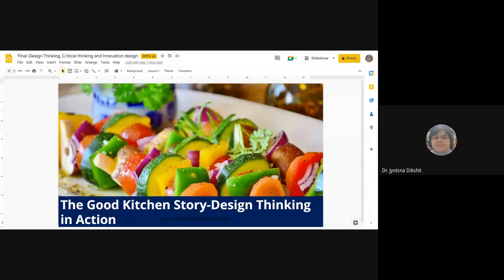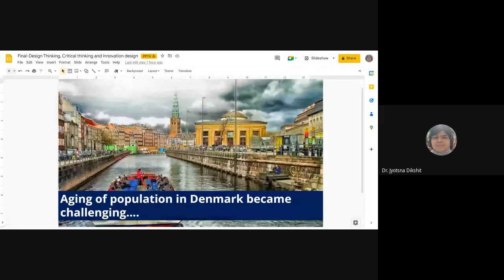Now I will take you through a case study where you will actually see how design thinking process is being followed. It is the case study of the good kitchen story. This challenge was faced by the government of Denmark, where the aging of population became a challenge.